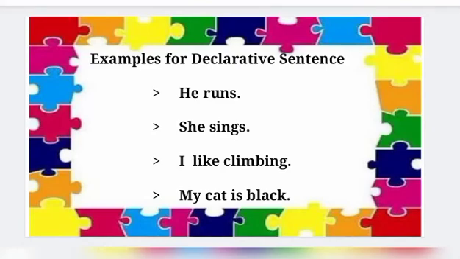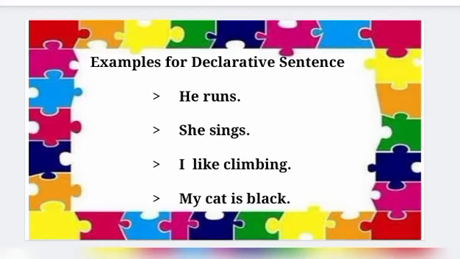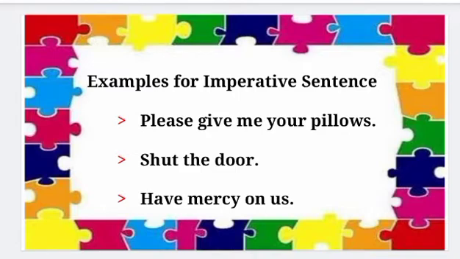Let's see some examples for declarative sentence so that you are able to identify. He runs. She sings. I like climbing. My cat is black. These are examples for declarative sentences. It is a simple statement which ends with a full stop. It declares something. Let's see some examples for imperative sentence. Please give me your pillows. Shut the door. Have mercy on us. It is a kind of imperative sentence.